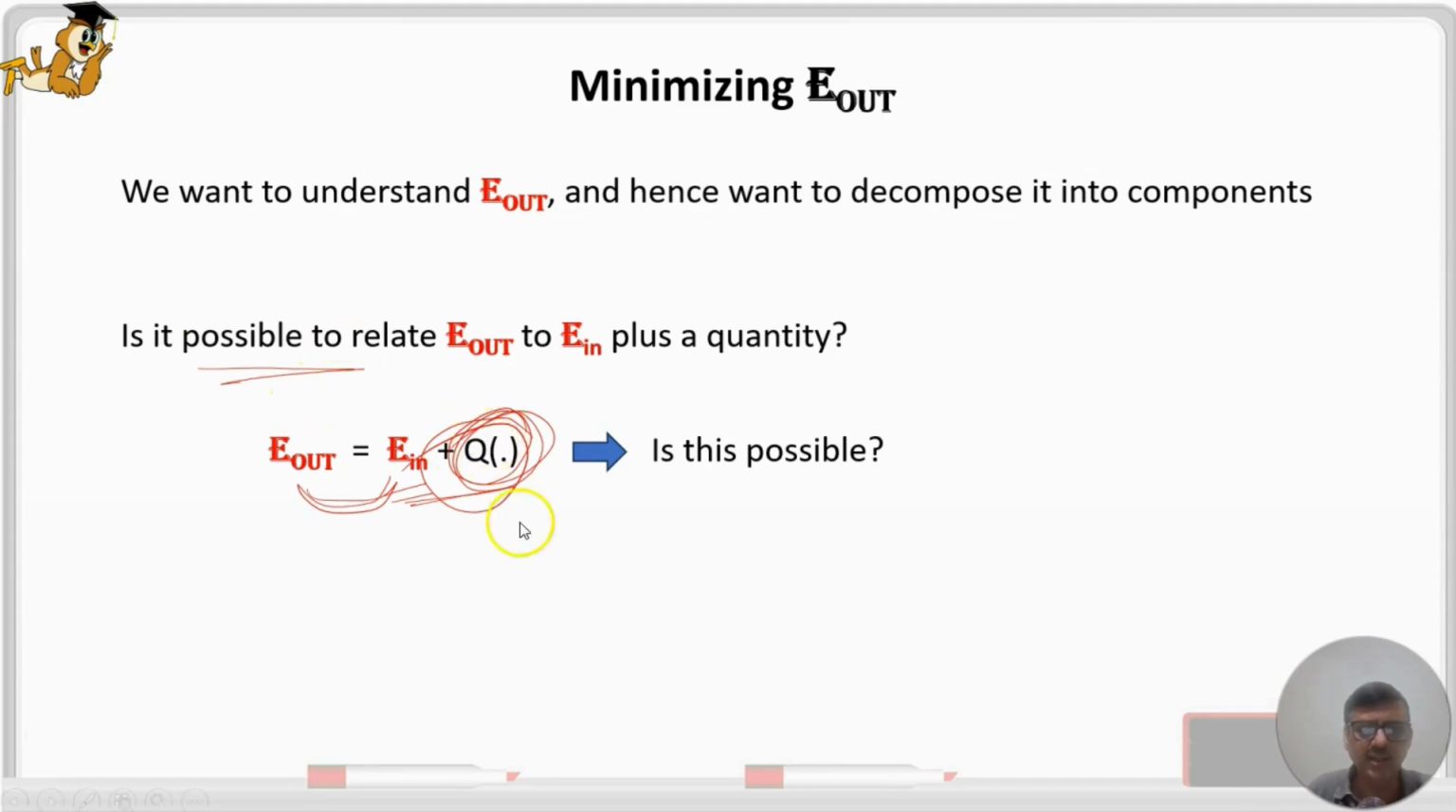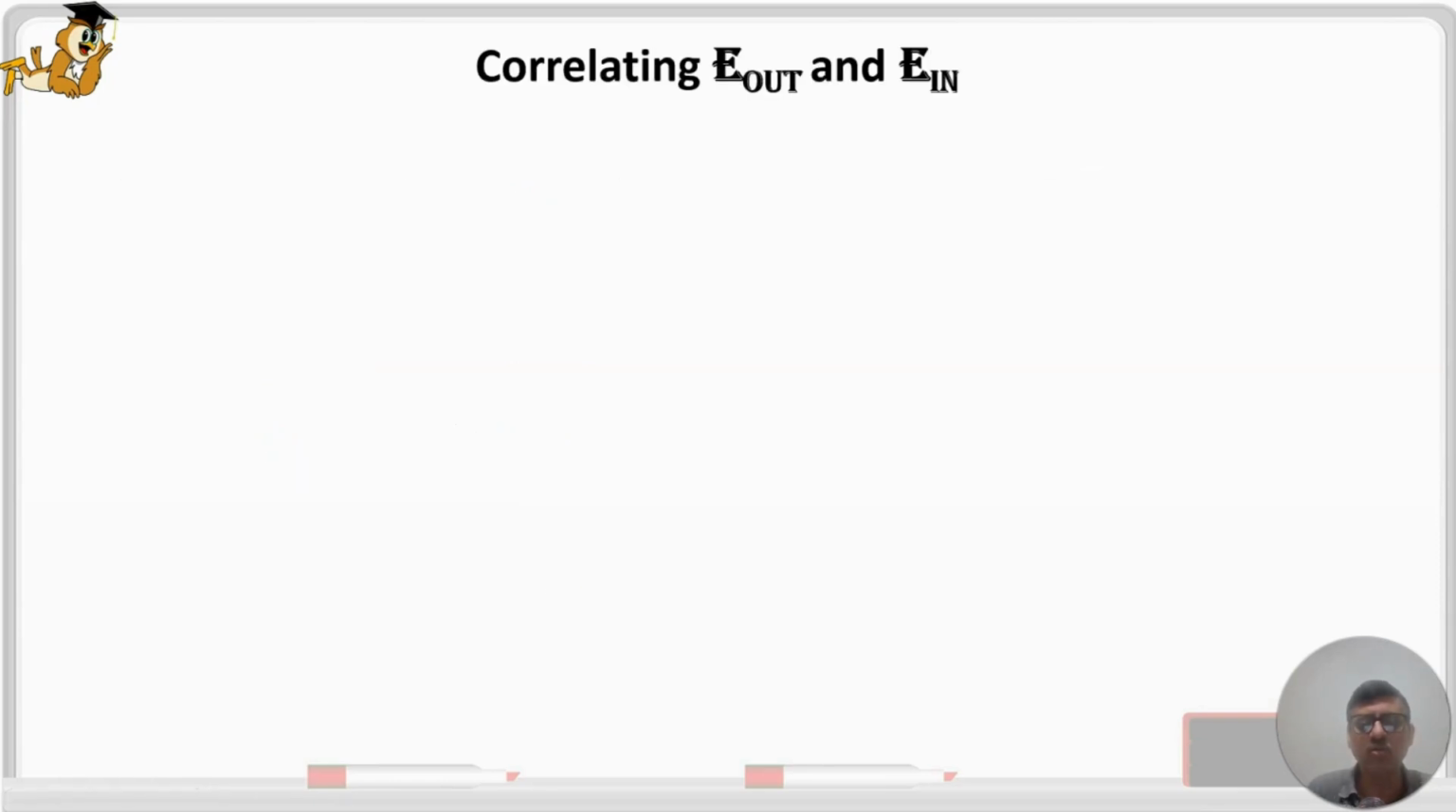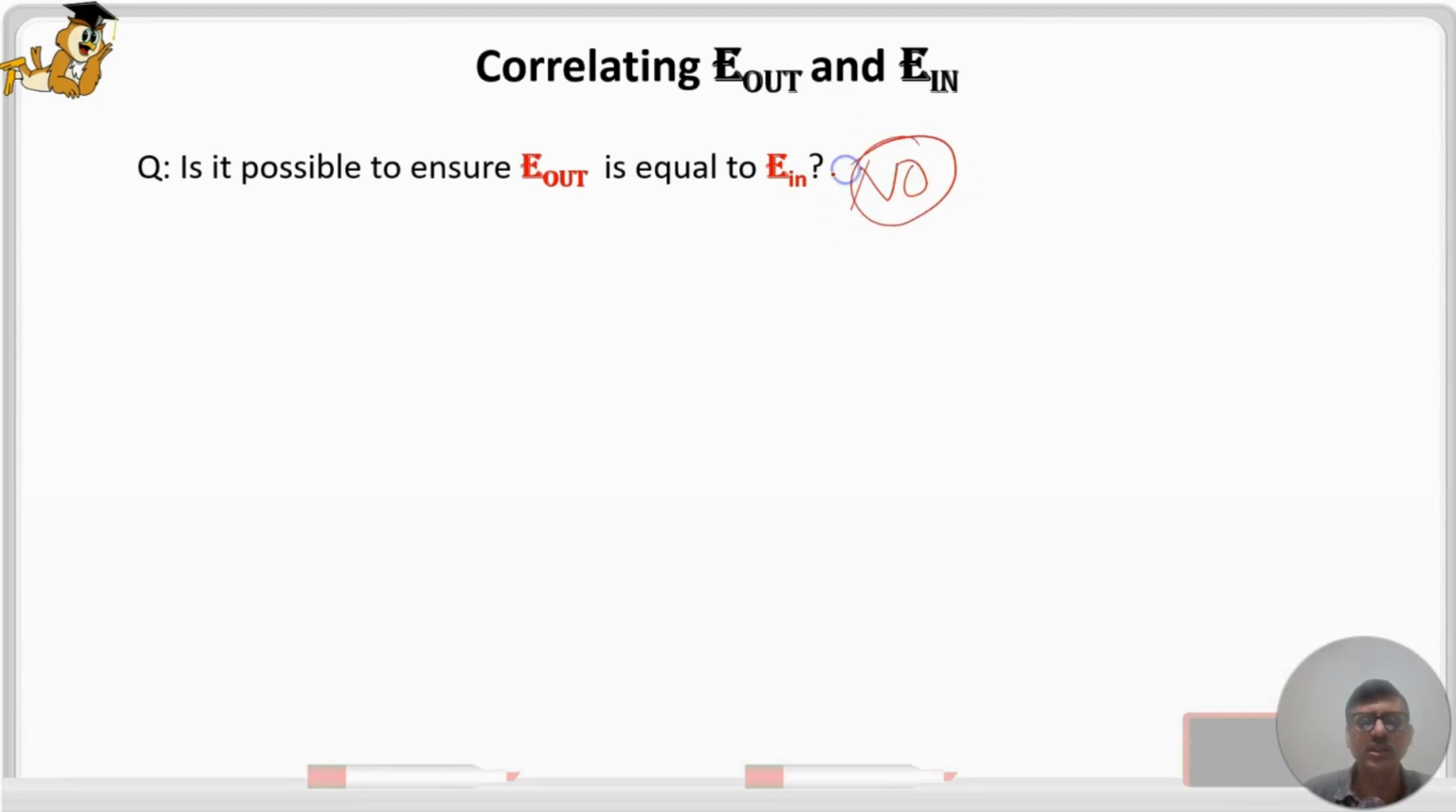We've looked at a number of situations in the prior two lectures, and here is what we know about possibly correlating Eout and Ein. Let me ask a series of questions. The first question is, is it possible to ensure that Eout is equal to Ein? Well, in the general sense, the answer would clearly be no, because it is not possible to ensure that Eout is always equal to Ein.